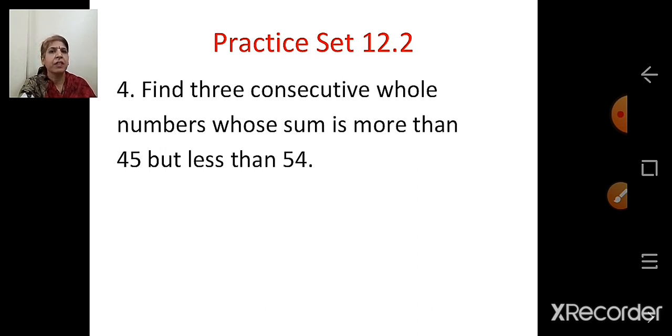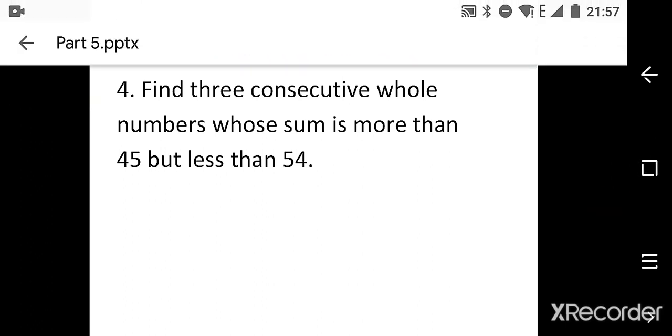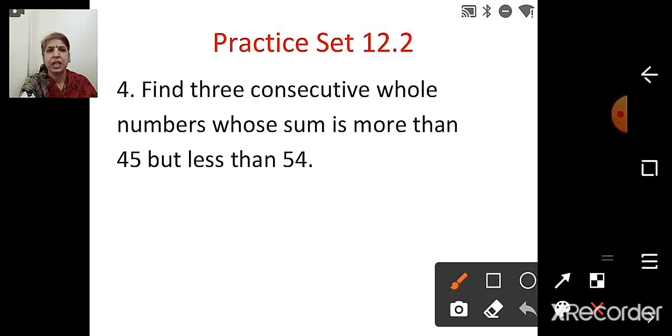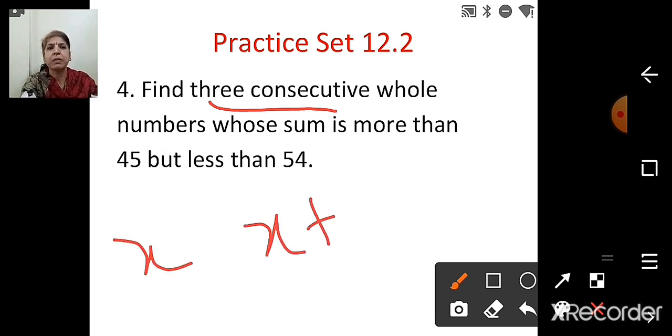So children, now you have understood how to solve the word problems. First read the question at a stretch, then slowly in parts. So what we have to do is first find 3 consecutive whole numbers. We have seen which are the consecutive numbers and how to write them. If we are taking one number as x, then you add 1 to it, so it will become x plus 1. Again we add 1 to it, so it will become x plus 2. Right? So these are the consecutive numbers.